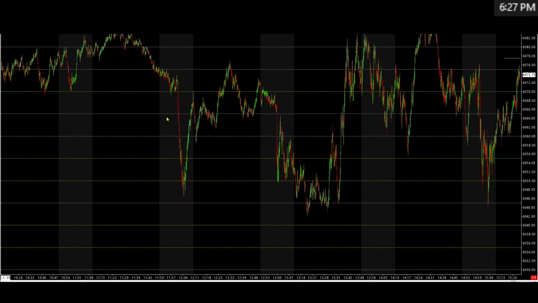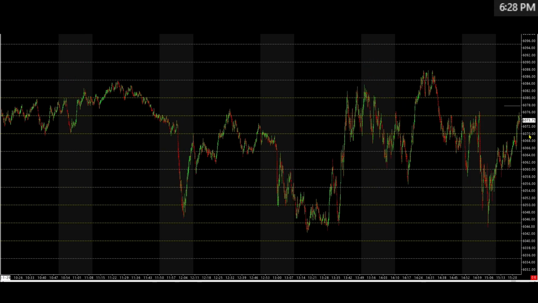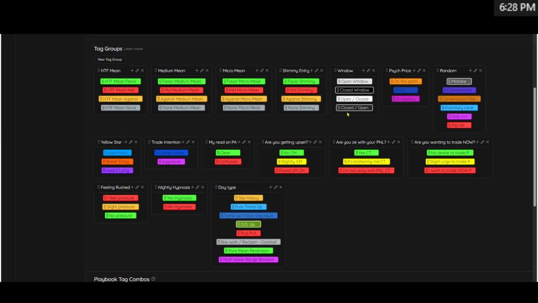This is a 10-second chart on Sierra Chart. This shaded area is going to be the open window. The black shaded area is the close window. The reason I have this tag is because I just want to know if the top of the hour influences certain setups. Does the market like to do certain things at the top of the hour versus the bottom of the hour?